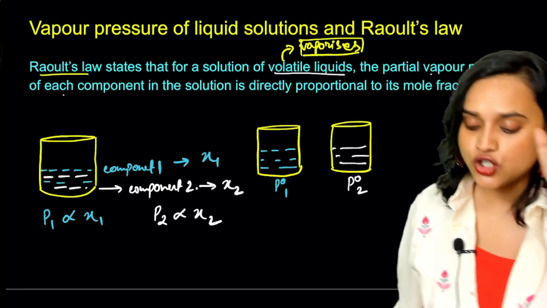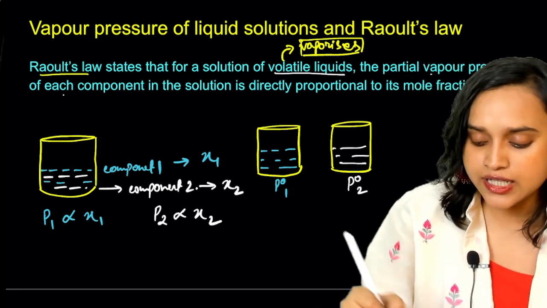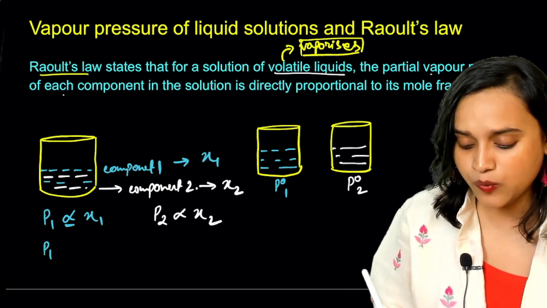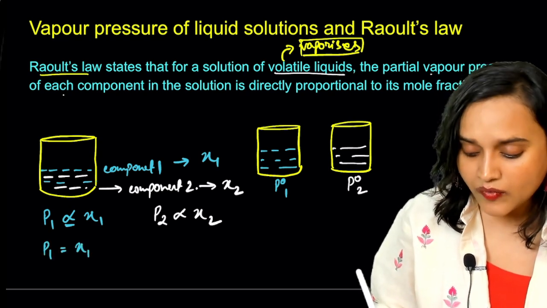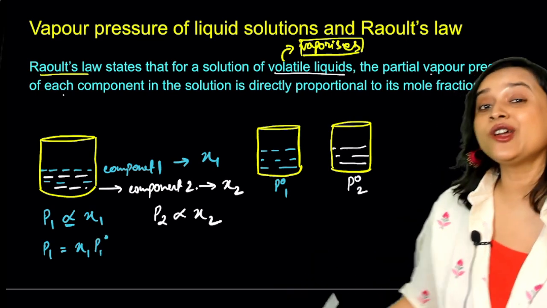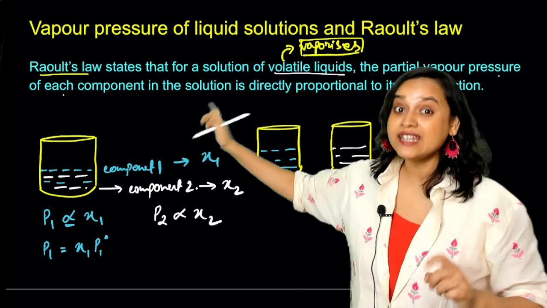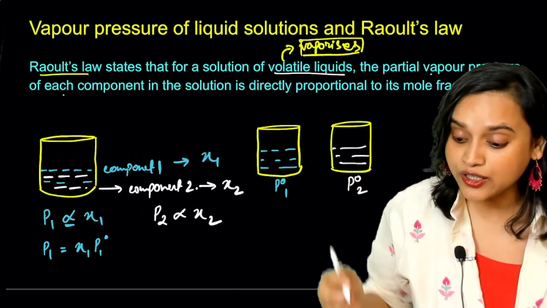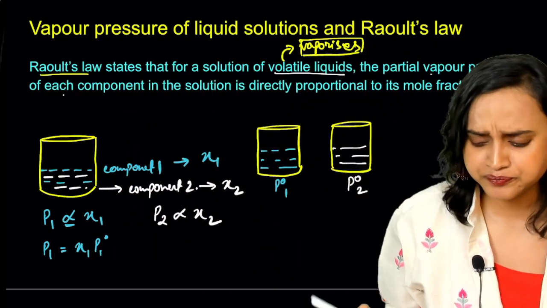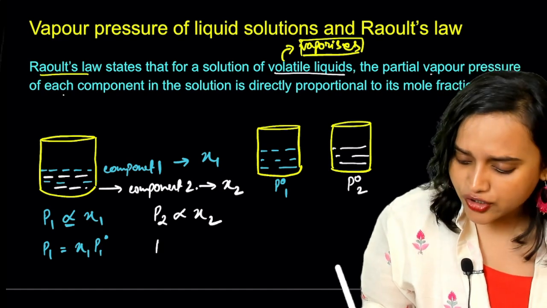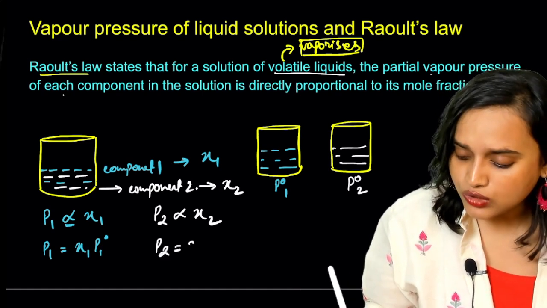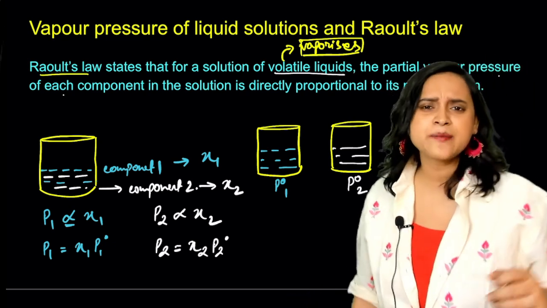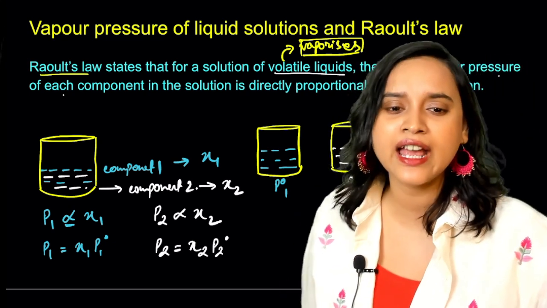Yes, okay. So that means that now if I want to remove this proportionality sign, can I write it as P1 is equal to chi1 multiplied with P1 naught? Because when it was a pure solvent, at that time there was a partial pressure. Can I bring that into the picture? Oh yes, absolutely I can. Similarly, can I also write that P2 is equal to chi2 multiplied with P2 naught? Oh yes, absolutely ma'am. Why not? I can do this.